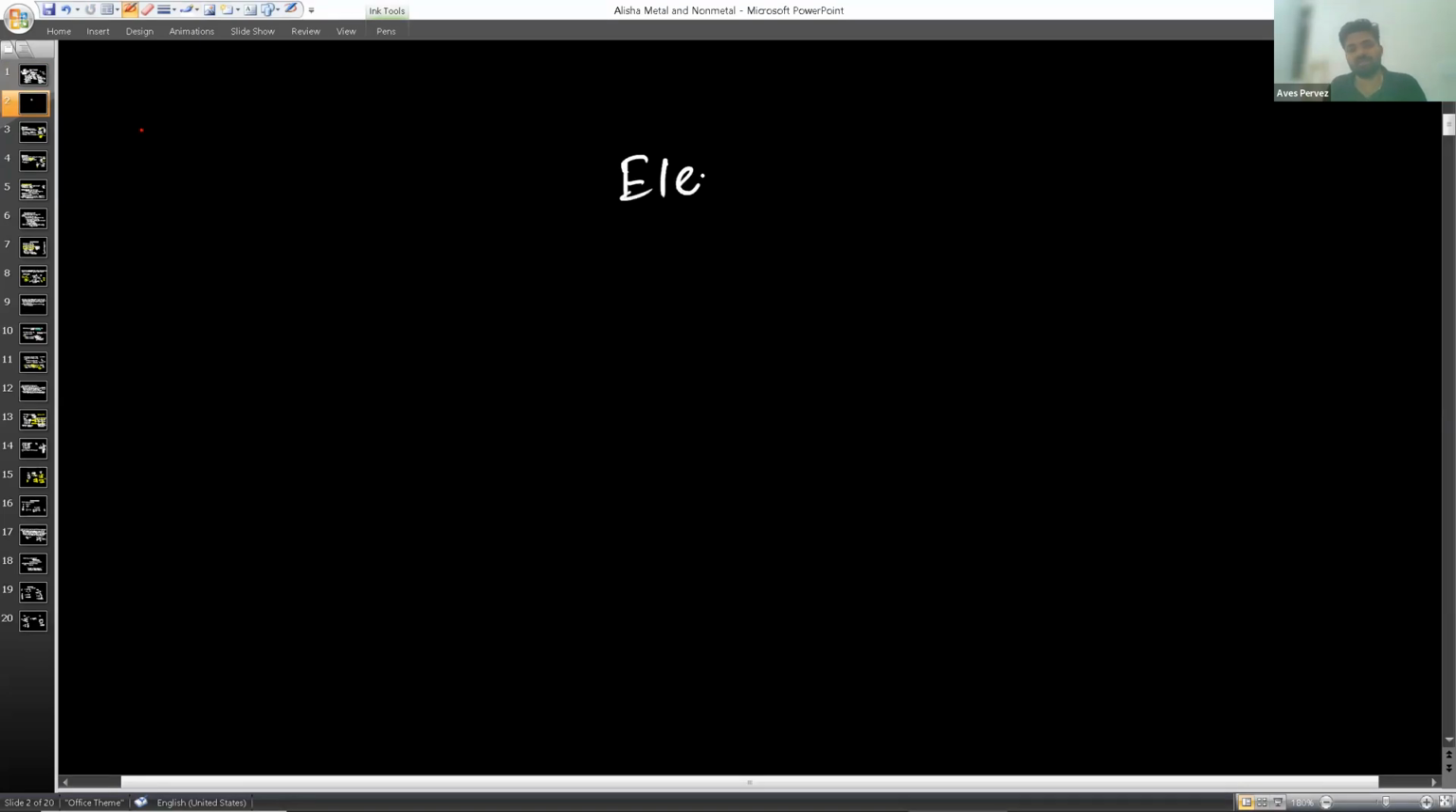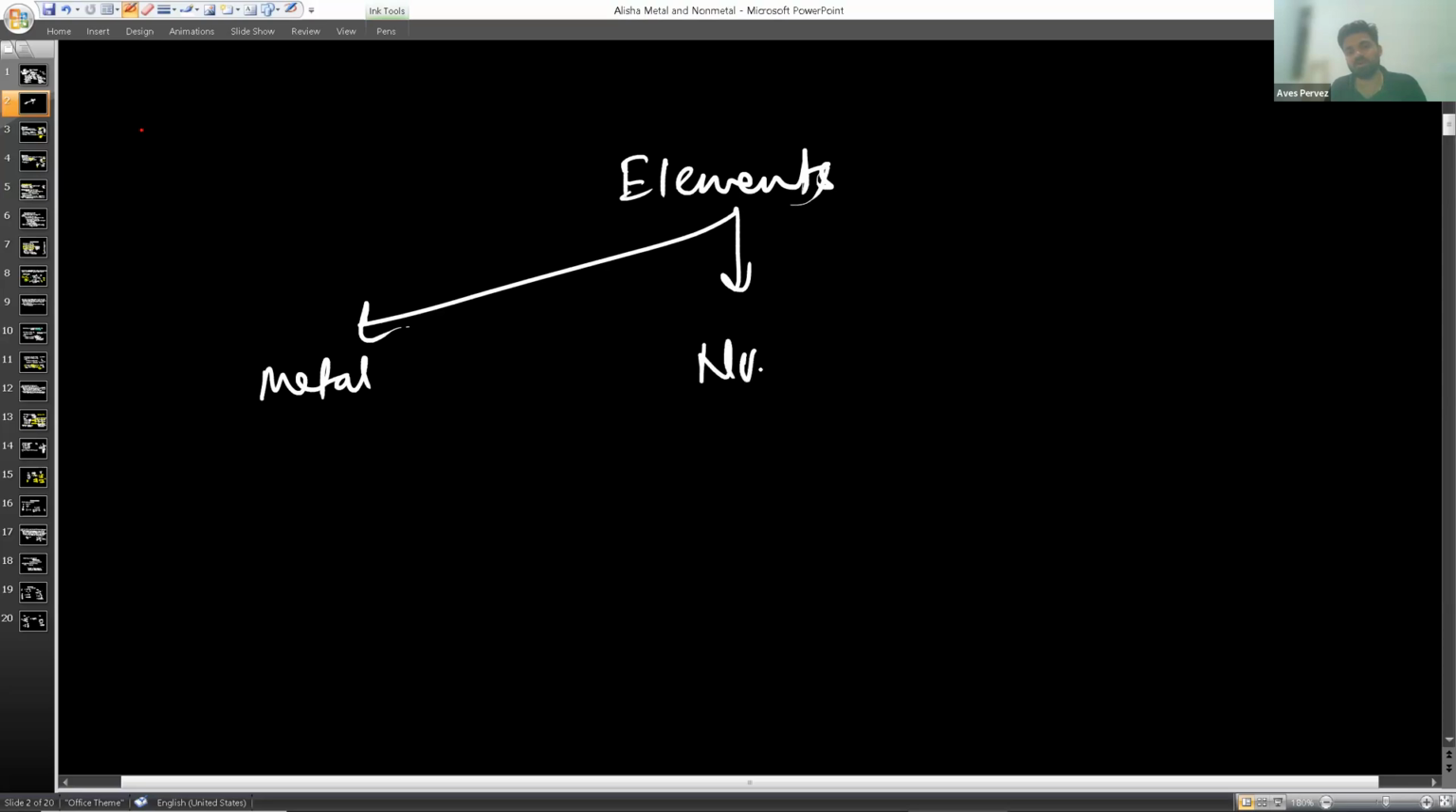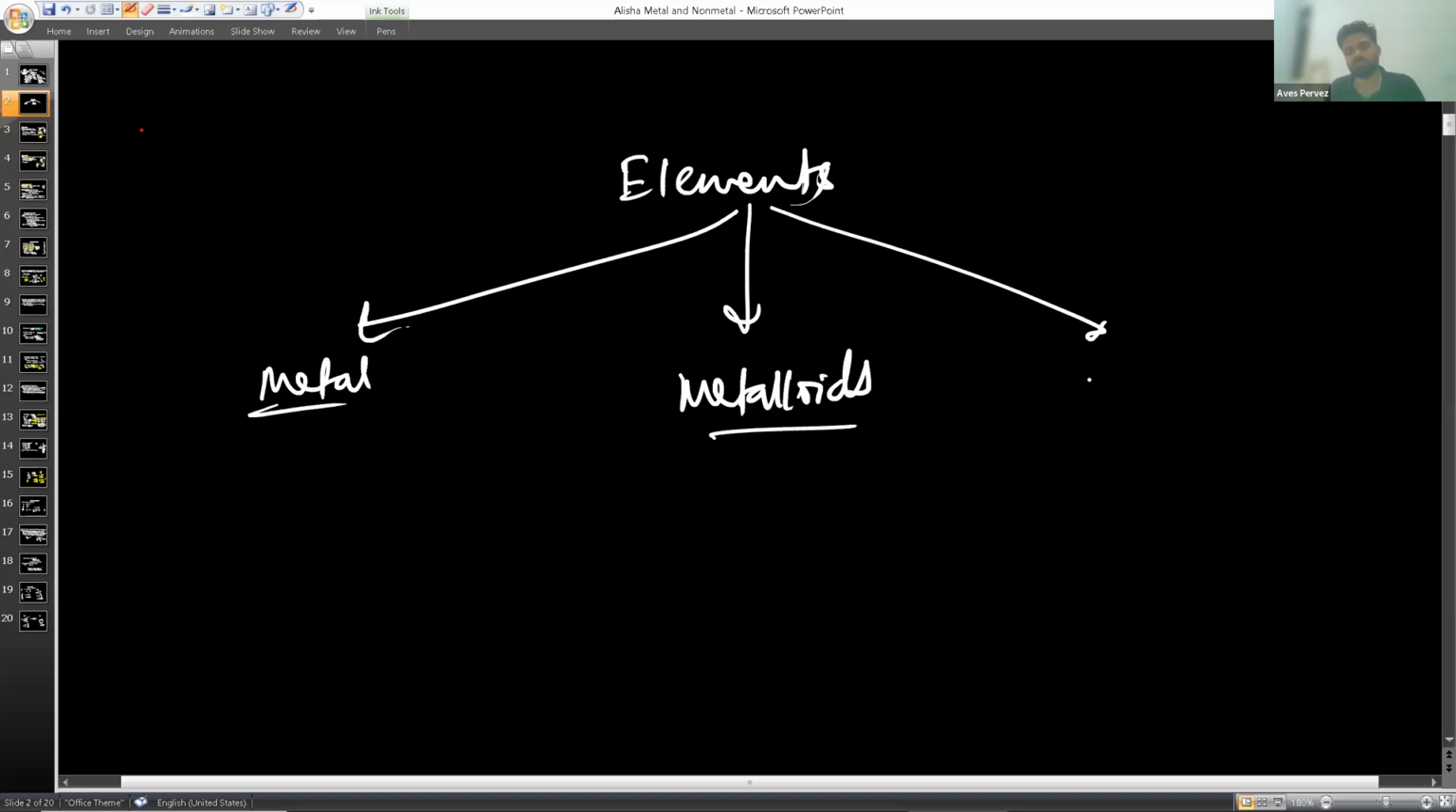So you know that elements have been broadly classified into three categories. One is metal, another one is metalloid, and the last one is non-metal. So what are metals first?